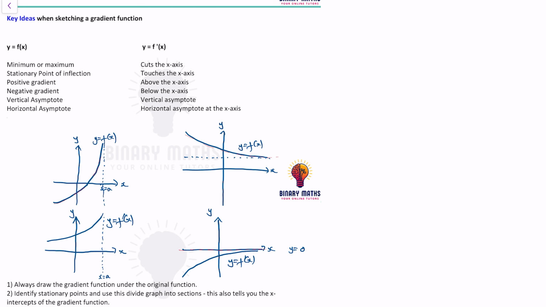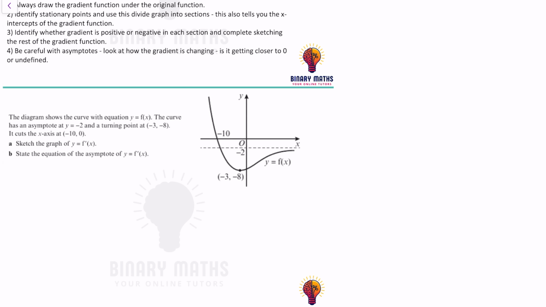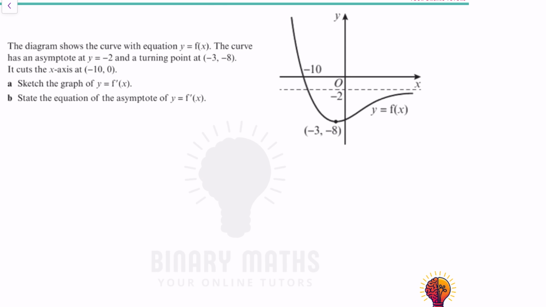Let's look at a few more examples, a bit more complicated examples. Okay, so let's look at this one, which obviously has an asymptote. Okay, the diagram shows a curve with equation y equals f of x. The curve has an asymptote at y equals -2 and a turning point at (-3, -8). So that means this is a minimum point. So if I were to sketch this out, my gradient function is, sketch the graph of y equals f dash of x. Okay, so this will be part A, x and y.